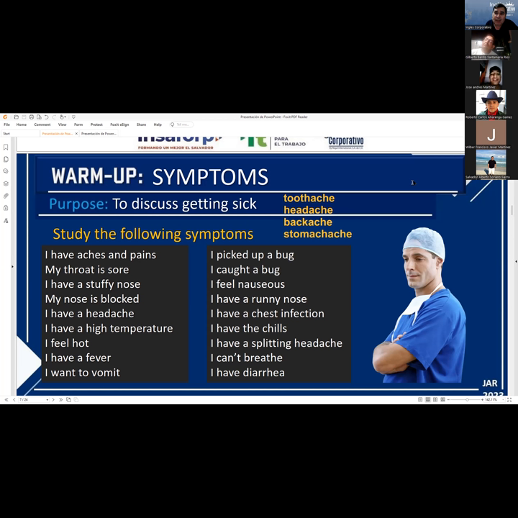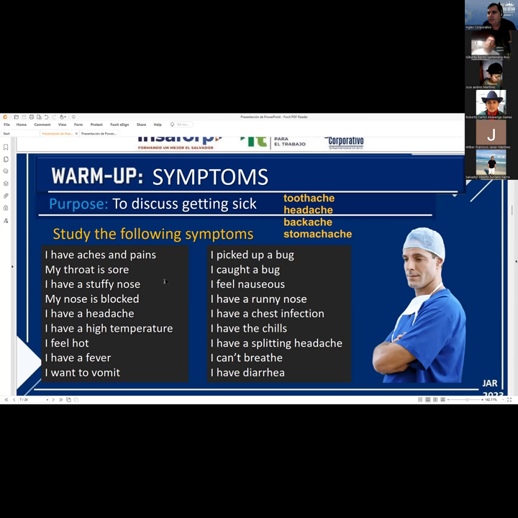Because your throat is sore, okay? You have a stuffy nose. You have liquids inside your nose. You cannot breathe. The air doesn't go through your nose. So the nose is blocked. When you have a stuffy nose, the nose is blocked. You have a headache, oh, terrible headache, right?